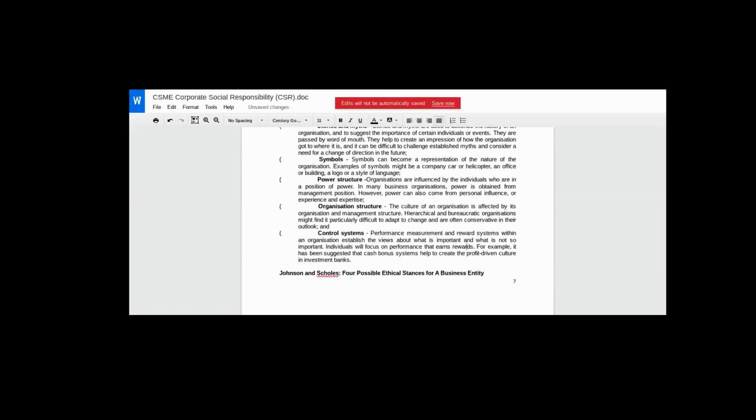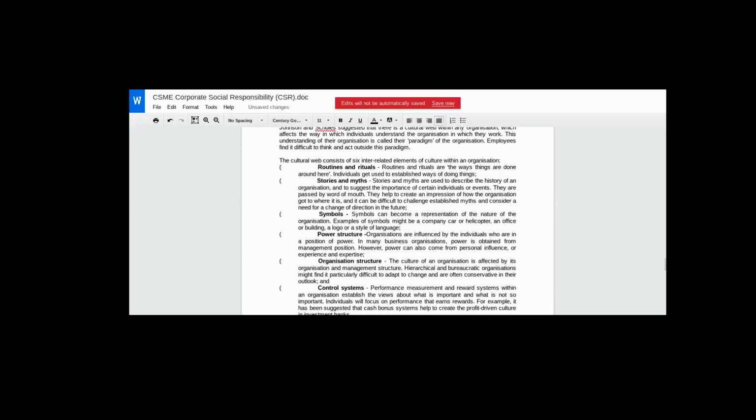So because these are part of the things that we do to motivate and retain our staff. So the cultural web comprises 6 elements that test and enrich the understanding of the workers about the organization, philosophy, and core values. The 6 elements of the cultural web are routines and rituals, stories and myths, symbols, power structure, organization structure, and control system.